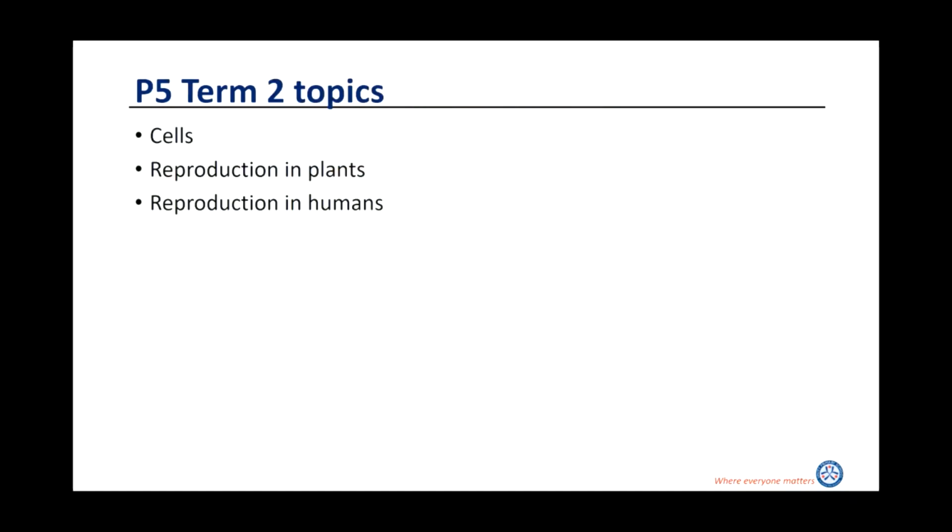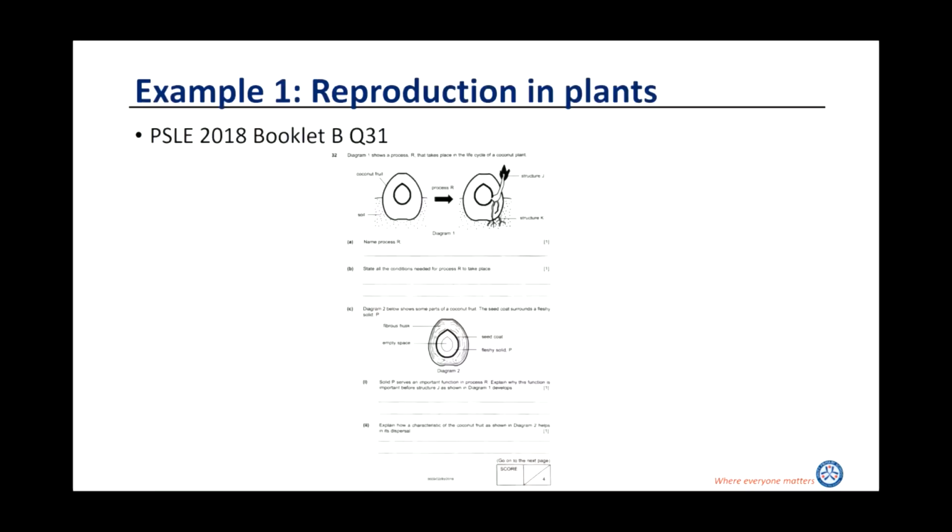For P5, these are the Term 2 topics: cells, reproduction in plants, and reproduction in humans. The questions that we will be looking at today will be related to these topics. This is example 1, a question from the PSLE booklet B on the topic of reproduction in plants.